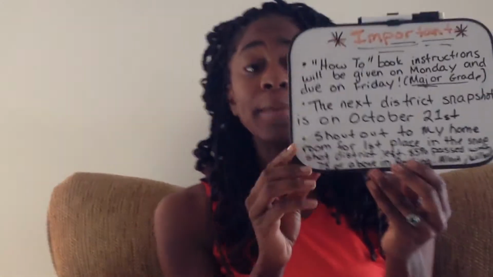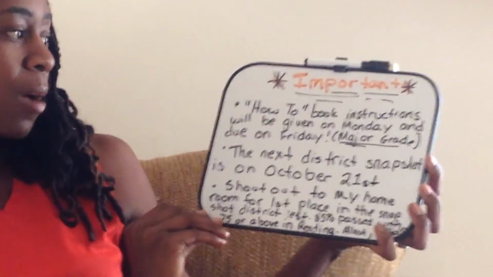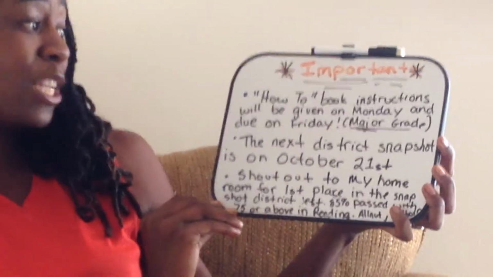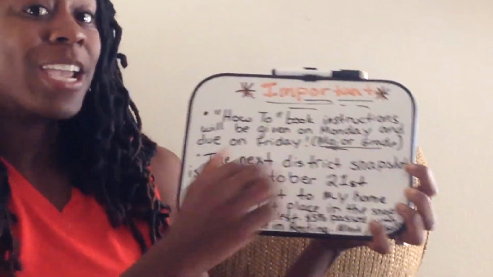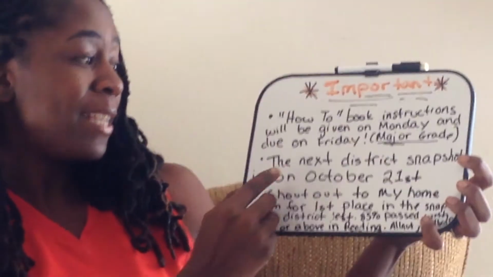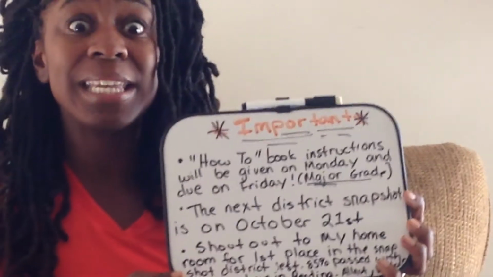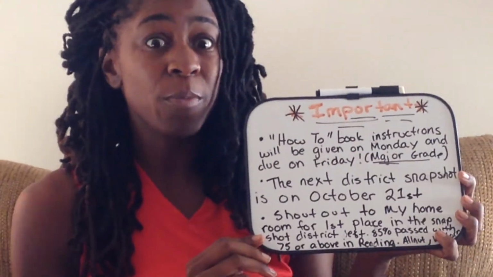All right, lastly, important information you need to know. Now, your how-to book instructions will be given on Monday and due on Friday. This is a major grade. I didn't give it last week just because I wanted to do a review. Next thing you need to know is the district snapshot is on October 21st. Big deal test. Big deal. Goes in your permanent record.